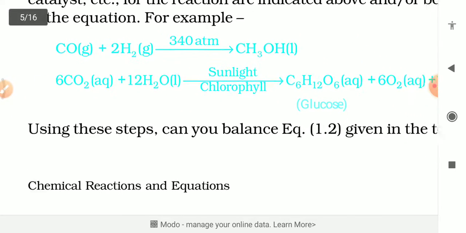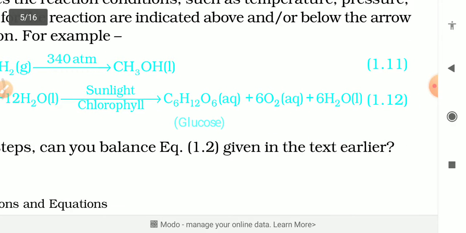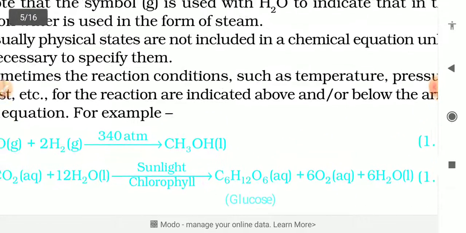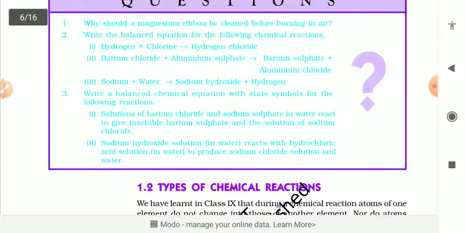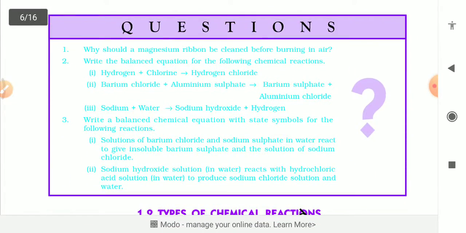Using these steps, can you balance equation 1.2 given in the text earlier? Now let's move to another page. This one, number 6. Here questions and answers are given, students. You will try these questions nicely. I think you will better understand how to balance the chemical equation. If you have any problem or don't understand anything, then comment in my comment box. I will explain to you.